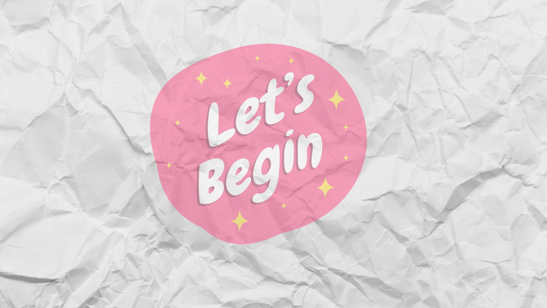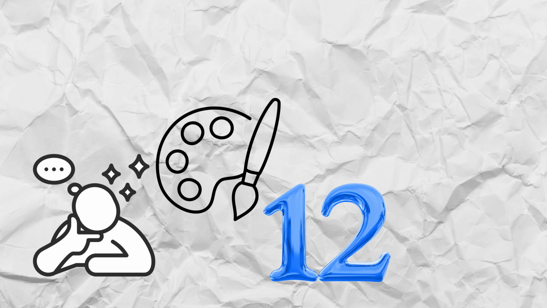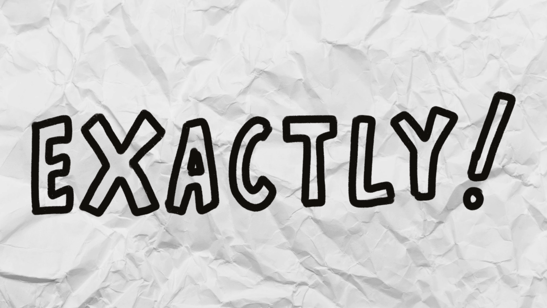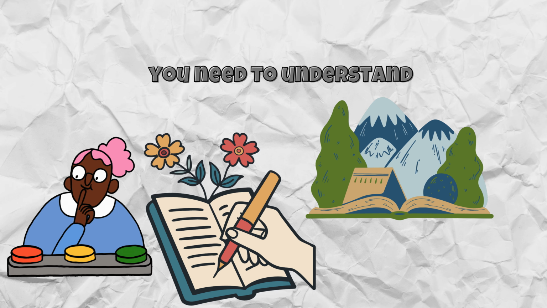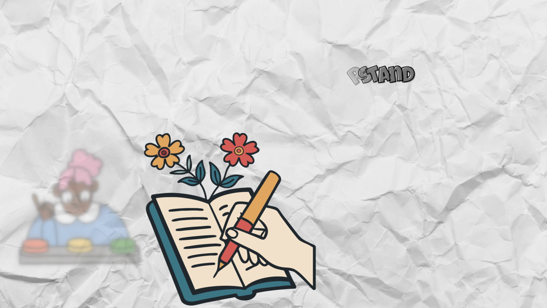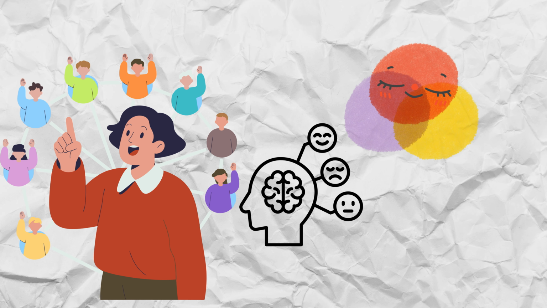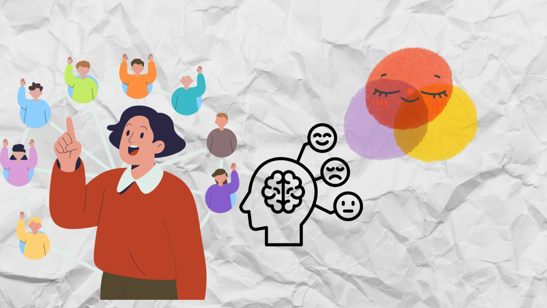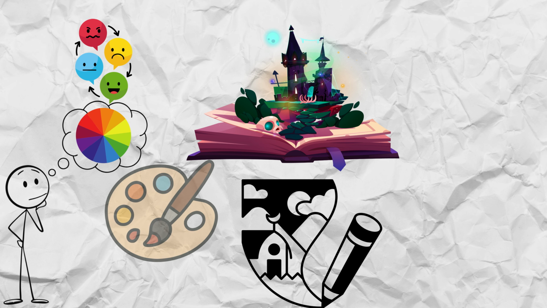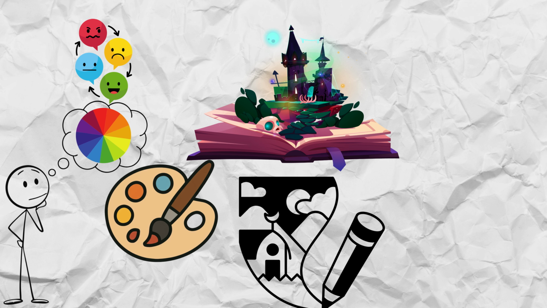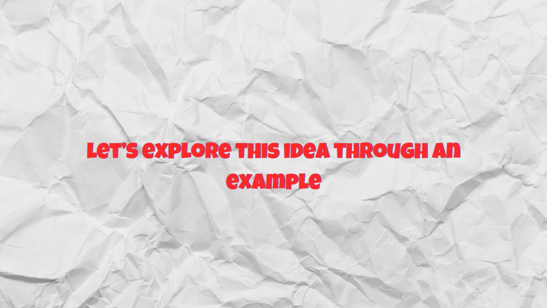Alright, let's begin. Imagine you want to paint using 12 colors. How would you start? Exactly. First, you visualize the scene in your mind. Music works the same way. Before you play anything, you need to understand what story you want to tell and what emotion you want to share. Once you have the story in your mind, your next step is to express it. Think of it as having 12 emotional colors, and you must use them to paint the atmosphere of your story for the listener. Let's explore this idea through an example.